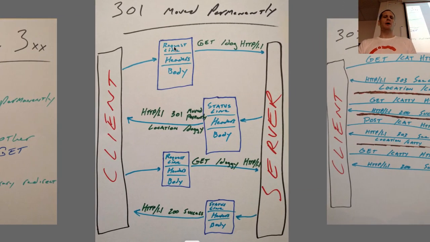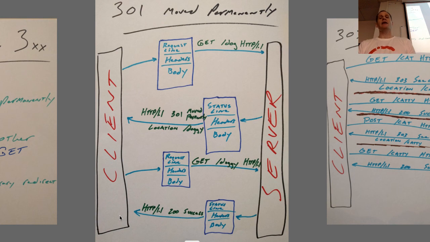The client makes a request, so the request line, the headers, and the body all get sent over. The request line is GET this URI, this version, right? The server responds with the status line HTTP 1.1 301 Moved Permanently, headers and body. In the header, the location is set to doggy. So you asked for dog, that moved permanently, it's now always at doggy, okay? So the client then says, get doggy, HTTP 1.1.